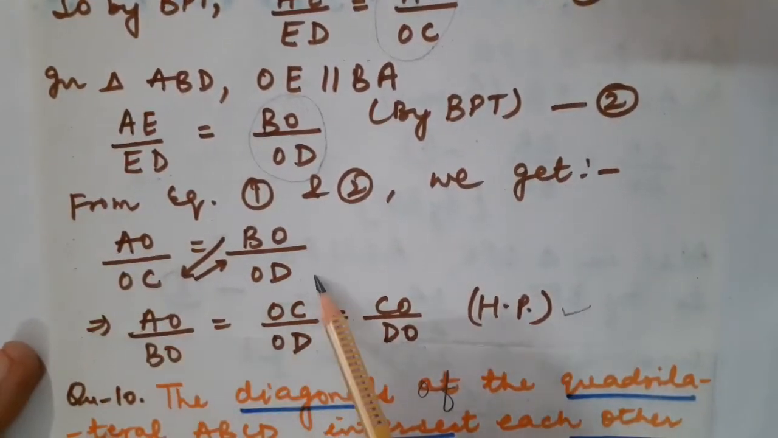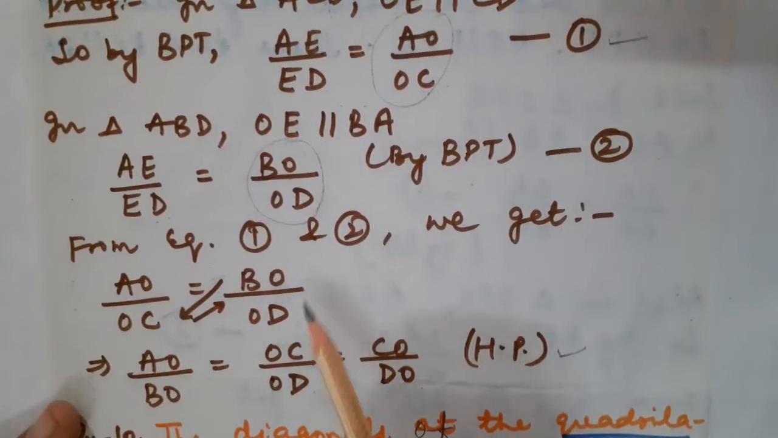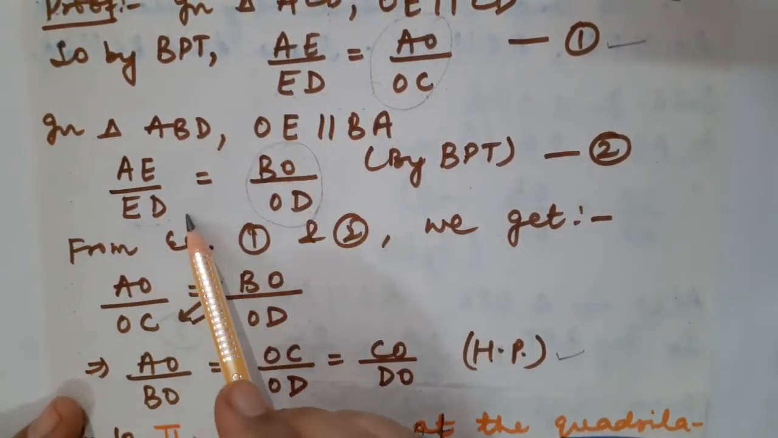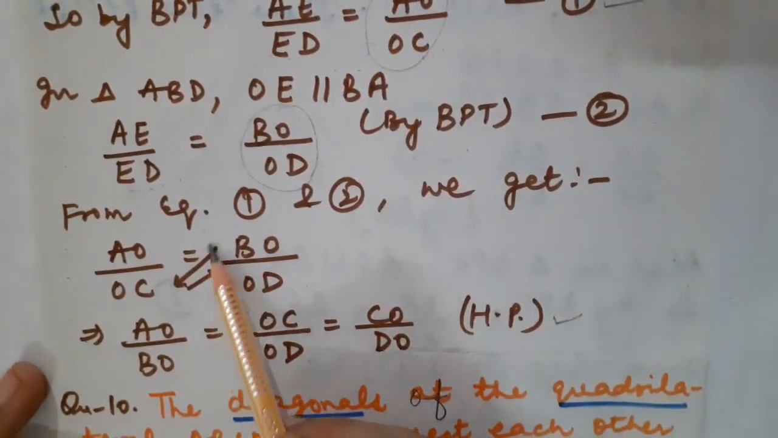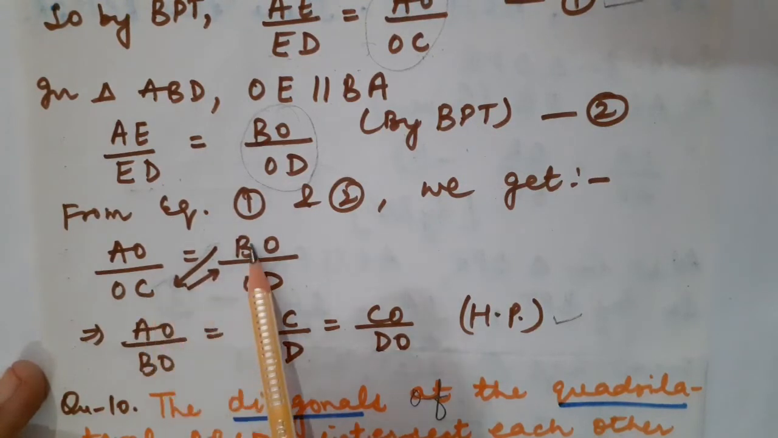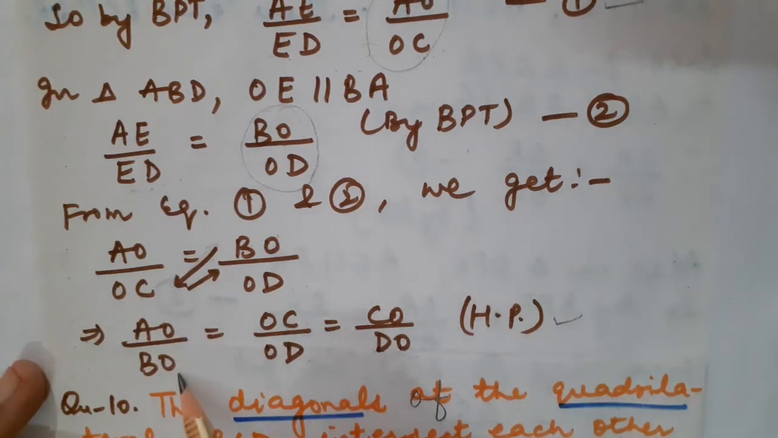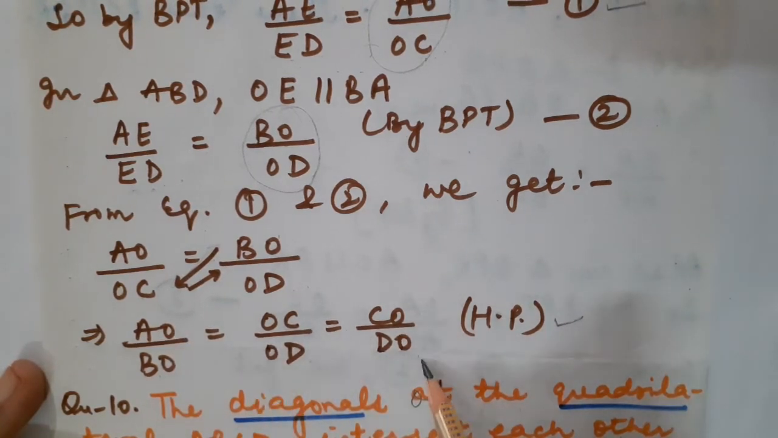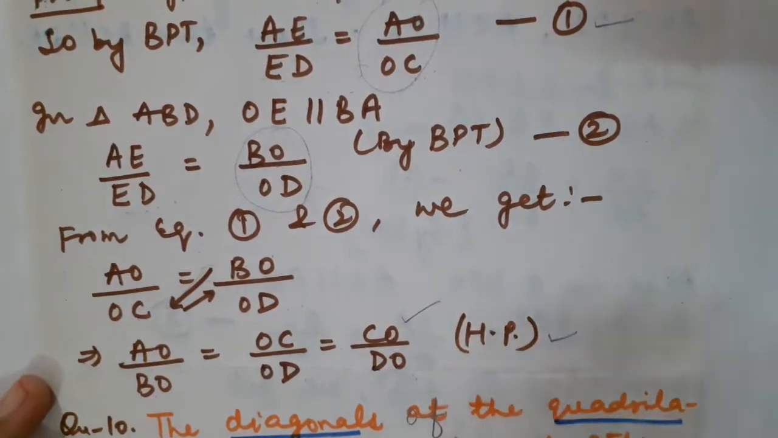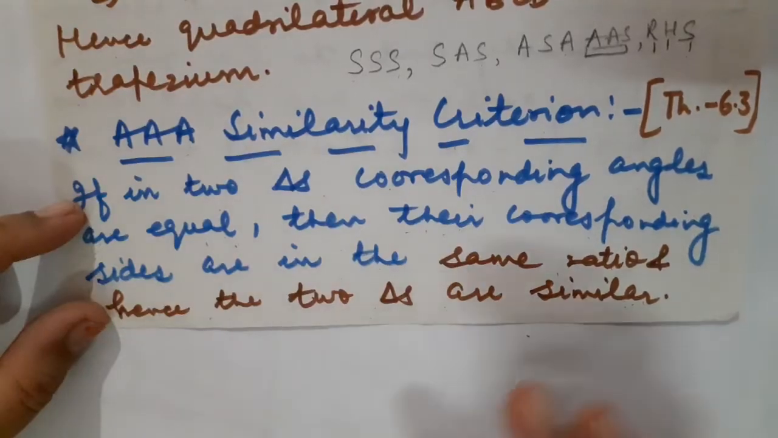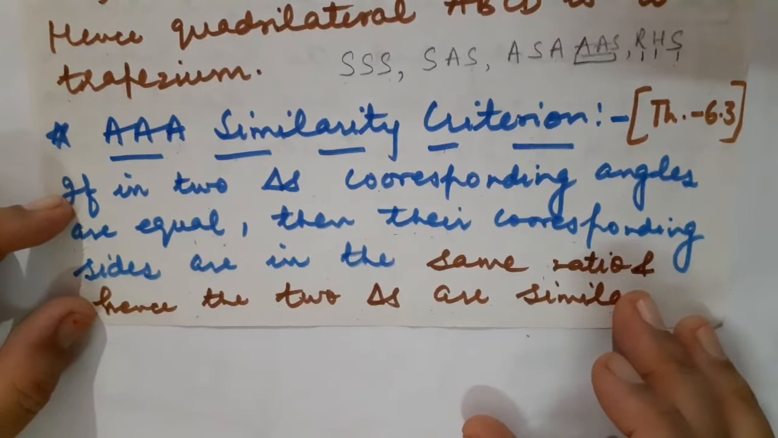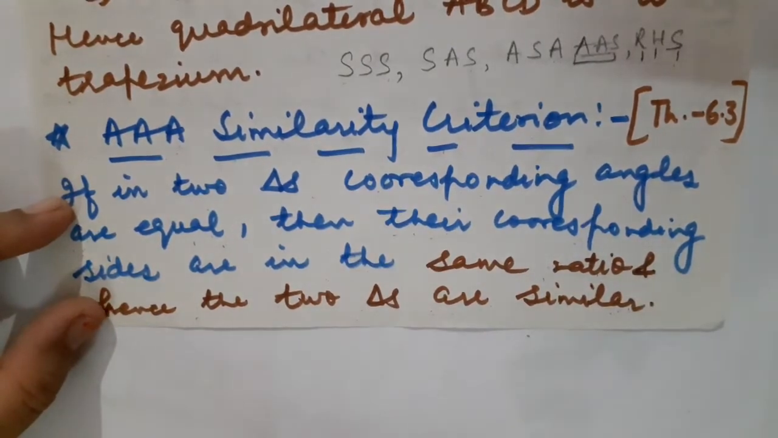So the same thing is written over here, correct? As they both were equal to AE upon ED. That's why now we can cross multiply. This BO we can bring here and OC we can take there. So it implies AO upon BO is equal to CO upon DO. Hence proved.